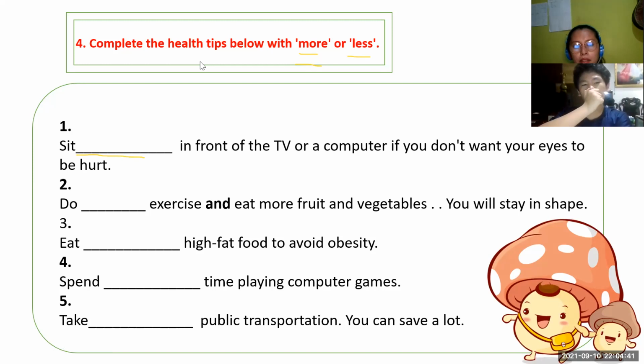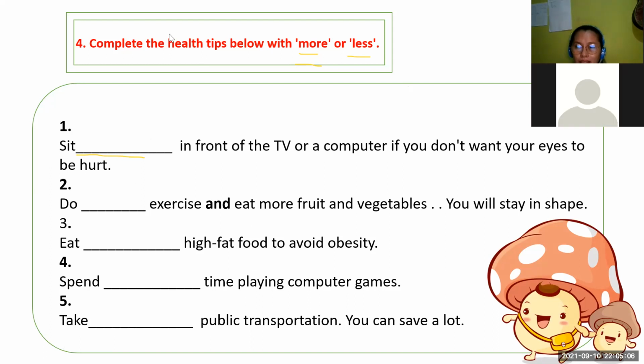Like for example, sit blank in front of the TV or a computer if you don't want your eyes to be hurt. Just more or less. I'll give you time to answer numbers 1 to 5 to complete the health tips. I guess you can annotate.